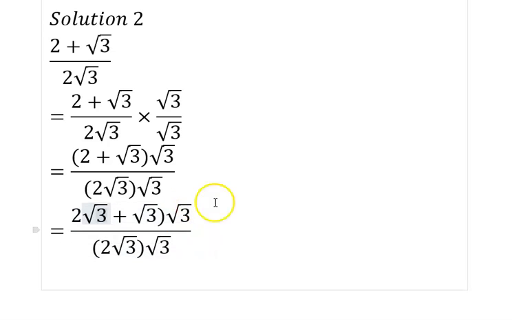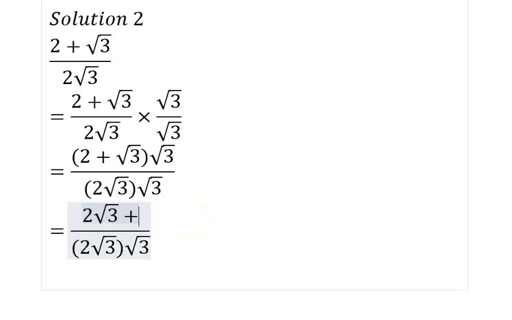Doing it one after the other, 2 times root 3 is giving us 2 root 3, plus root 3 times root 3 will give us 3. We'll see it over and over again. Root 3 times root 3 will give us 3. Root 5 times root 5 will give us 5. So root 3 times root 3 will give us 3.